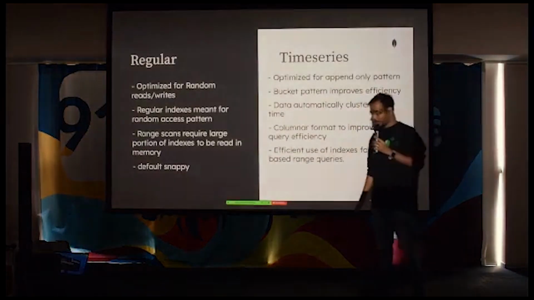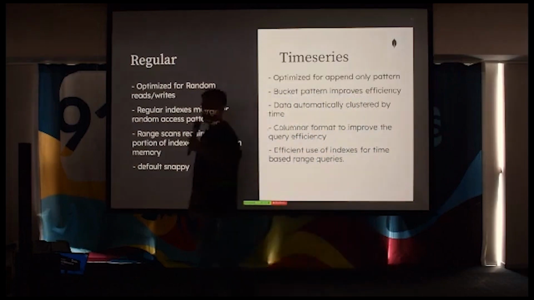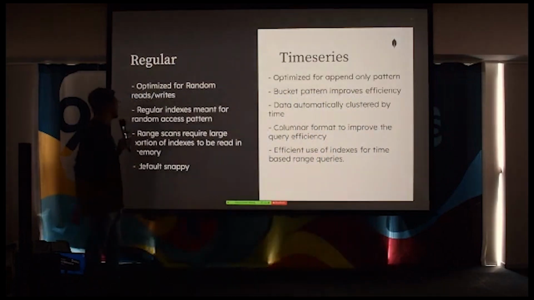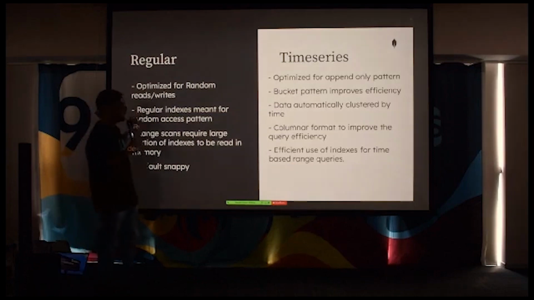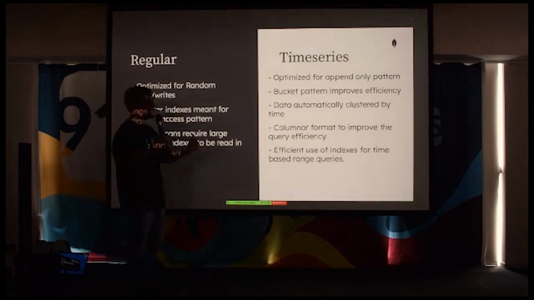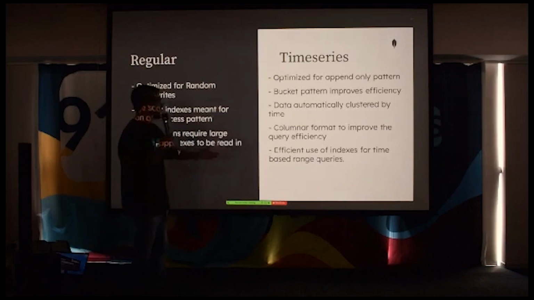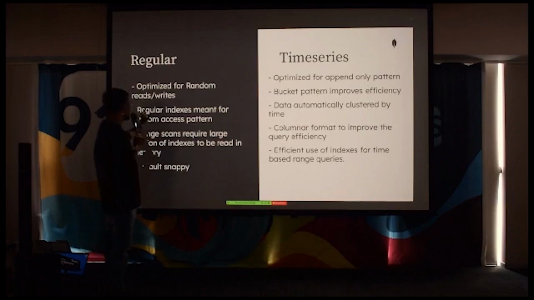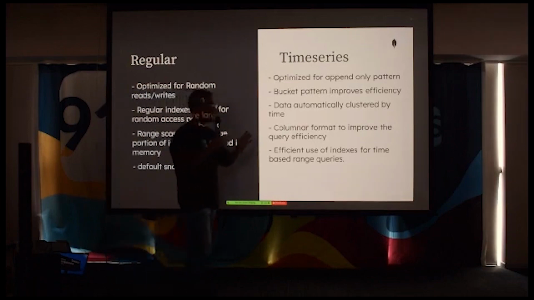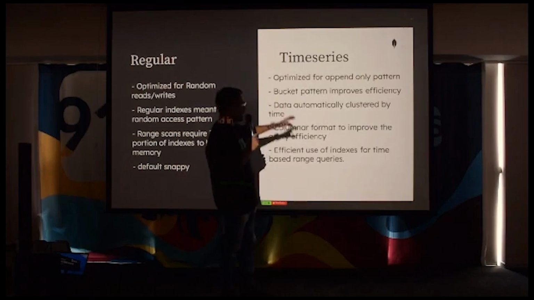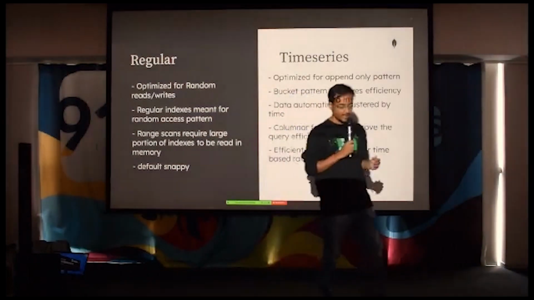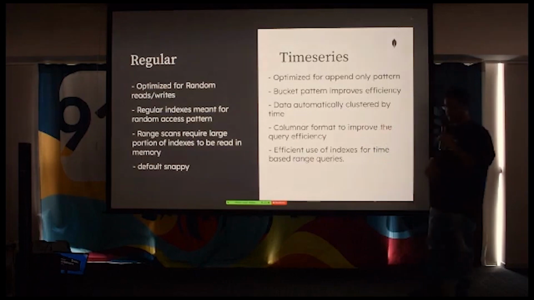So these are the common differences that we can observe between regular and time series collections. The regular collection is optimized for random reads and writes, and only for that particular pattern, right? The new times will be coming and it will be appending based on that. Here there will be no bucket concept, but in time series we will have a bucket. In the coming slides you will understand this very well because I have a very good GIF, so with that you can easily understand it.